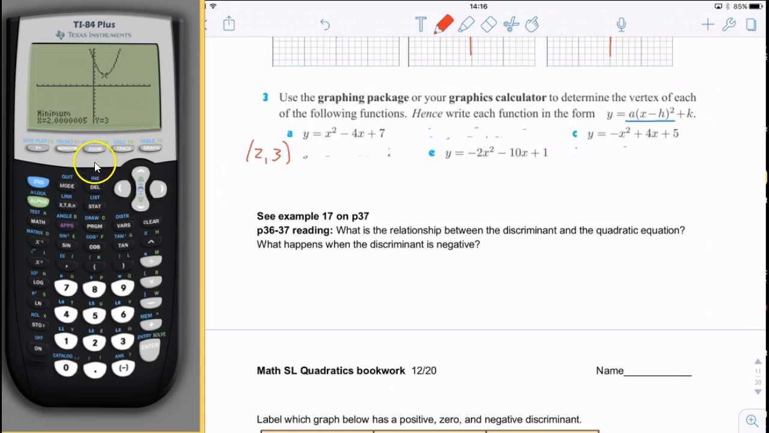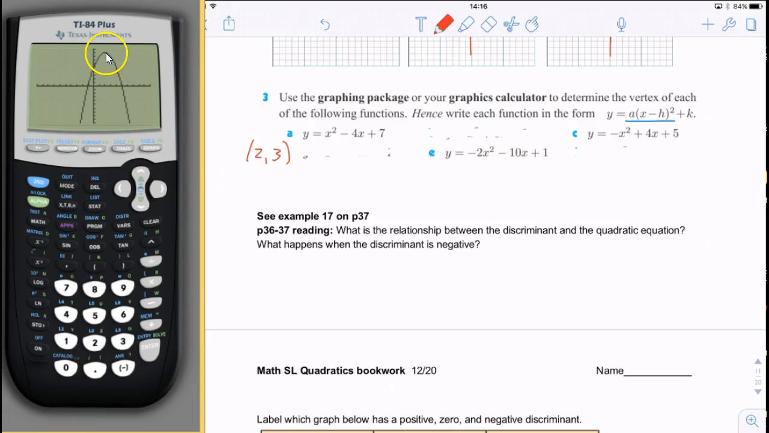Okay, so let's do C now. So for C, we're going to input the equation in here. It's going to be negative x squared. Negative, make sure you use this negative and not minus. Okay, it's different. Negative x squared plus 4x plus 5. And I'm going to graph it.